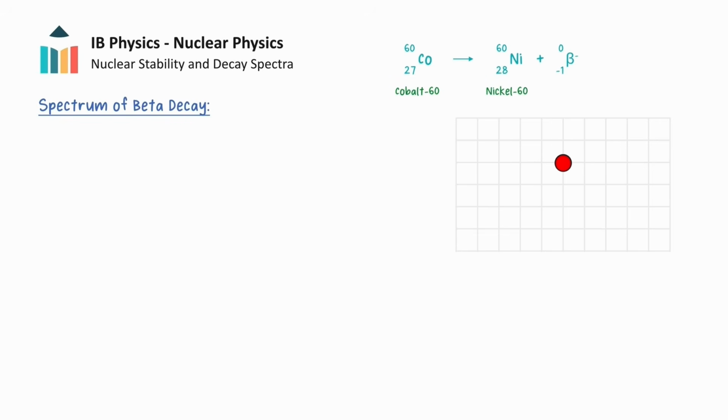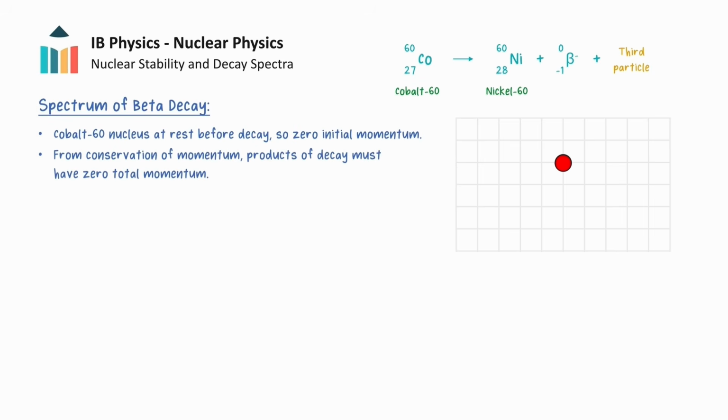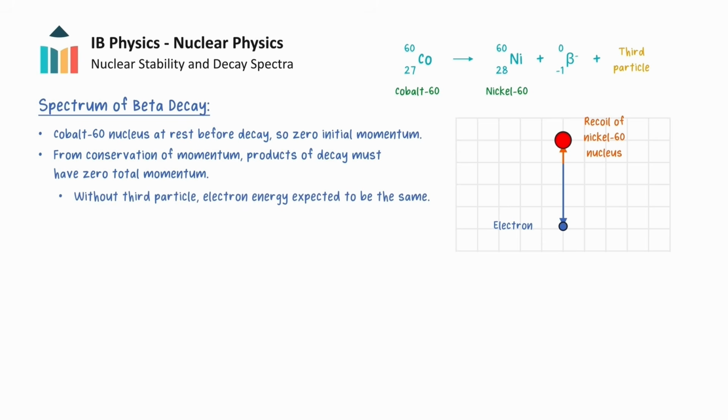If we consider a decay of cobalt-60 and assume a third particle is involved, we can account for the variation of energy observed in the electrons. The initial momentum of the nuclide is zero, and so through the law of conservation of momentum, we expect the total final momentum of the system to be zero. Without the third particle, the electron and daughter nuclide would be expected to move in opposite directions. With the same energy released in the decay each time, we would expect the energy of the electron to be the same for every decay.